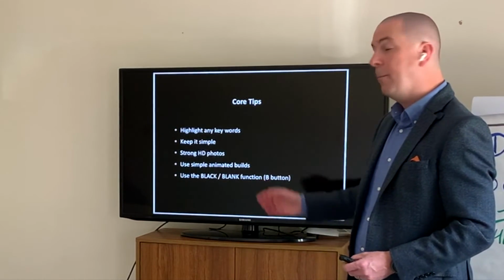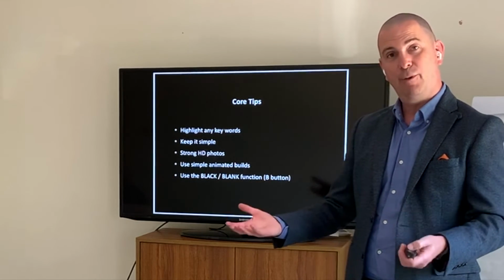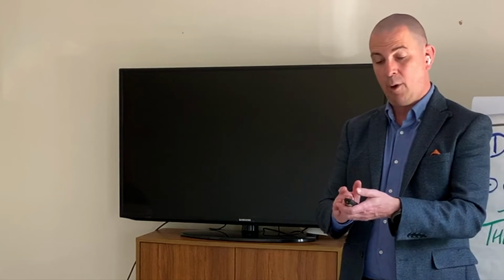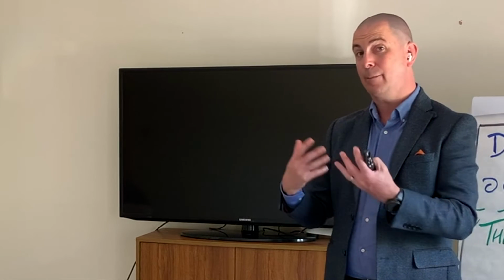Use black or the blank function. What do I mean by this? If I'm presenting and I want everybody's eyes to come back to me, I'm going to press this button. And on the remote that I'm using, I can blank the slide. Now that means as soon as the screen goes blank, everybody's attention comes back to me. So if I've got a slide that's busy, but I want the eye contact to come back to me, all I'll do is blank the slide.